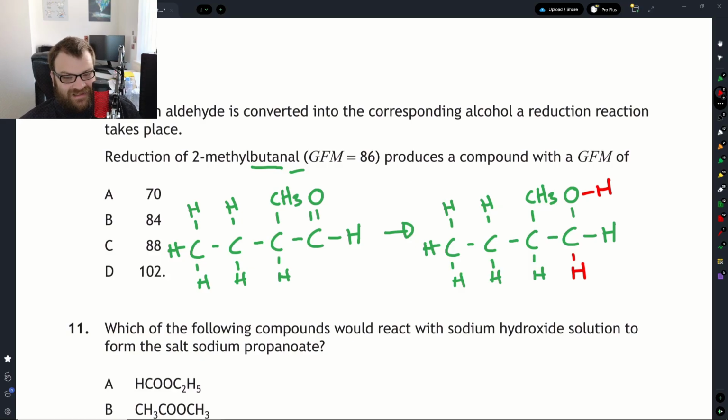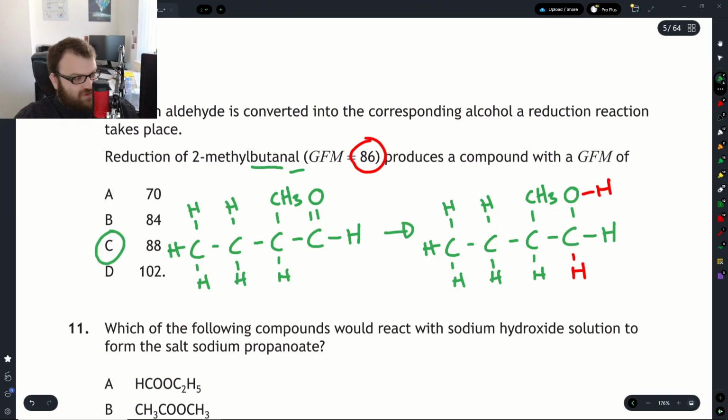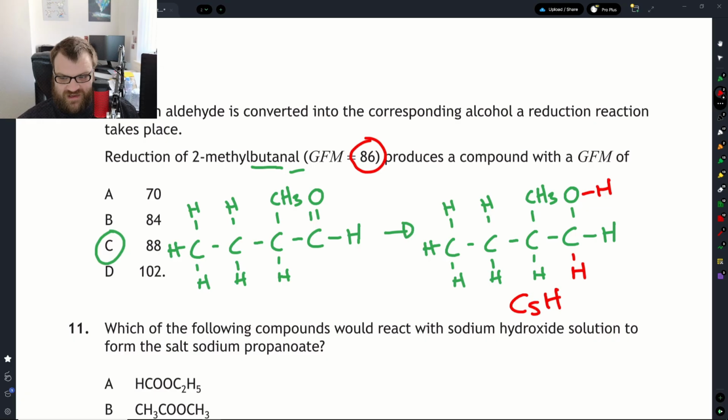This is adding on just 2 hydrogens, which means we're going to have 2 more than 86, which means our answer is going to be 88. You could count them all up, so another way you could do it is count up all your carbons. So we've got C5, we've got H5, 6, 7, 8, 9, 10, 11, 12. Then we would have on the end, and you could then count that up and work out what your answer would be.